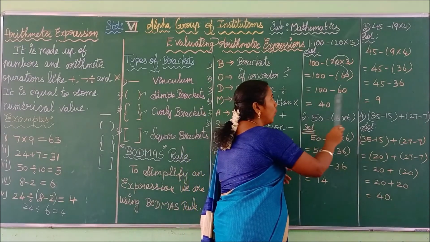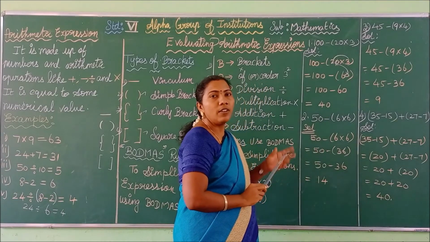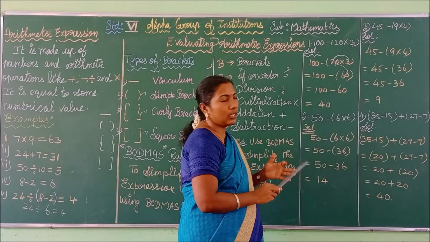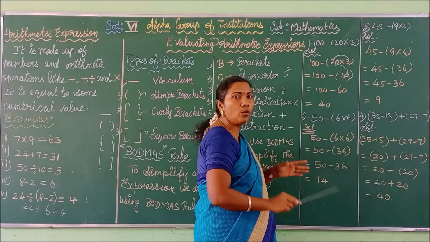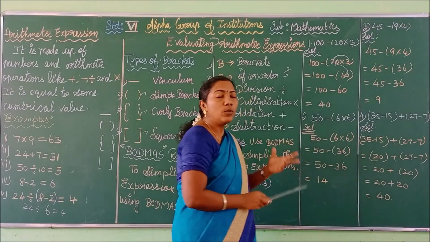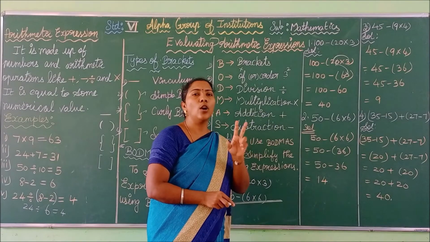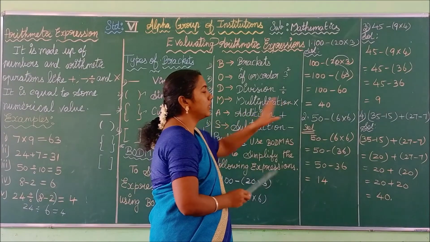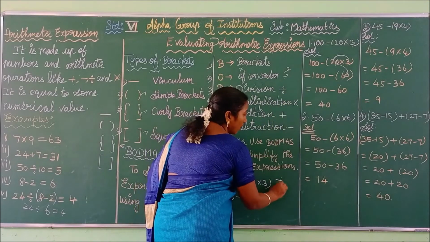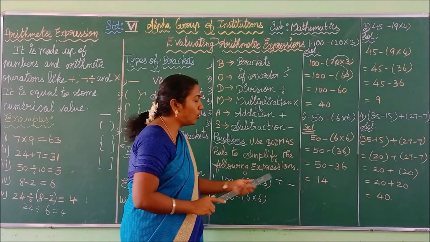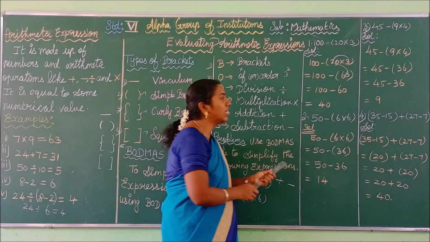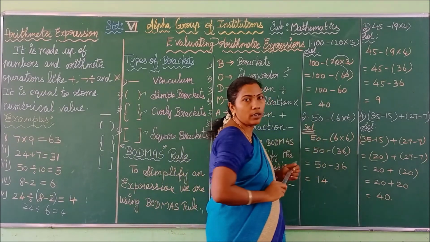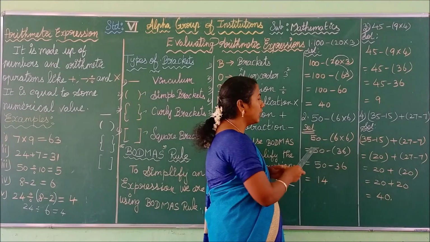Next, once again you have to observe the expression, whether it has any operation. Plus, multiplication, division: if it has only one operation, you evaluate that operation. Suppose it has two operations, then you have to give priority according to the BODMAS rule. Suppose this expression had plus and minus, then first you do plus and then minus, but here we have only minus. So our answer is 100 minus 60, which is 40. Do you understand, children? See the next one.